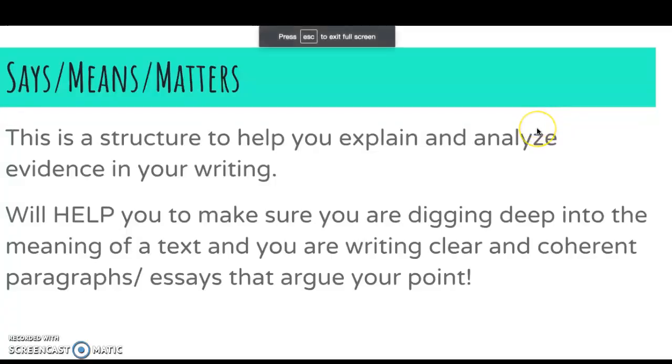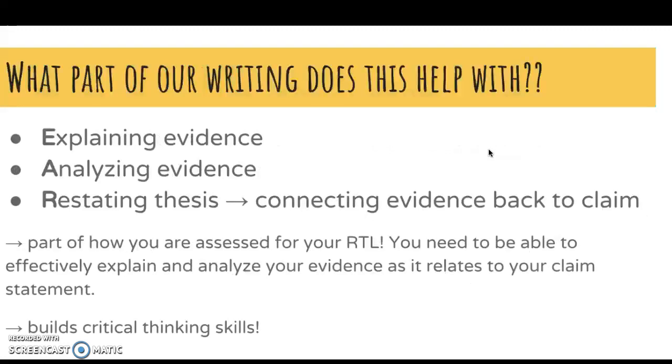So, the strategy that we're learning today is called Says Means Matters. It's a structure to help you explain and analyze evidence in your writing. This will help you to make sure that you're digging really deep into the meaning of a text and that you're writing clear and coherent paragraphs and essays that argue your point expertly.